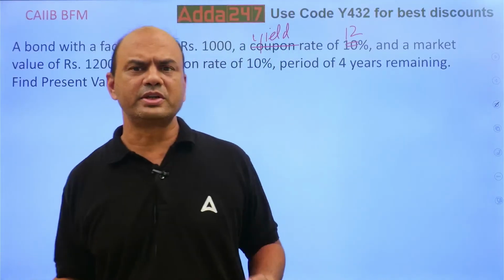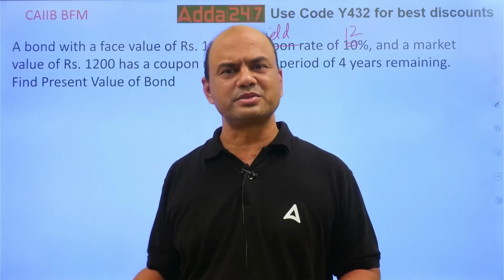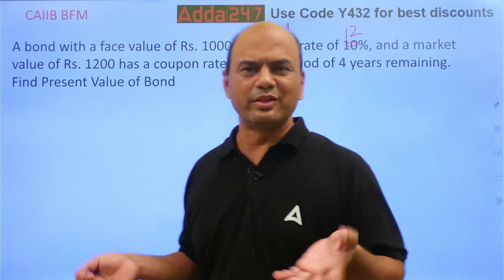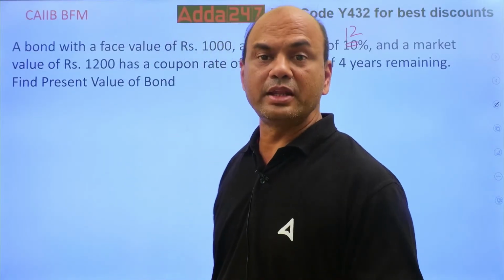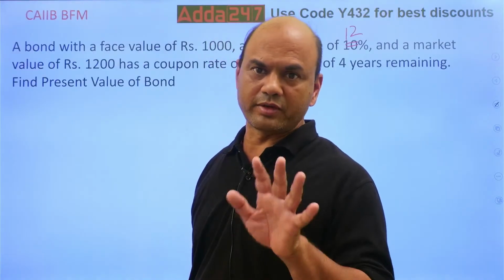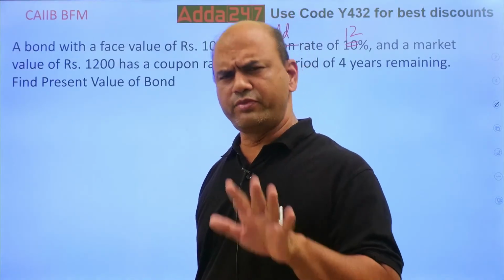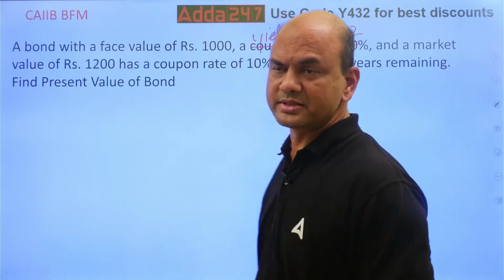Bond means government bond. This rule is applicable for government bonds as well as your private debentures. Both are the same; the logic remains the same. So how is the present value of any bond calculated? Kindly remember, in any bond there are 5 very important elements. Which are the 5 elements?